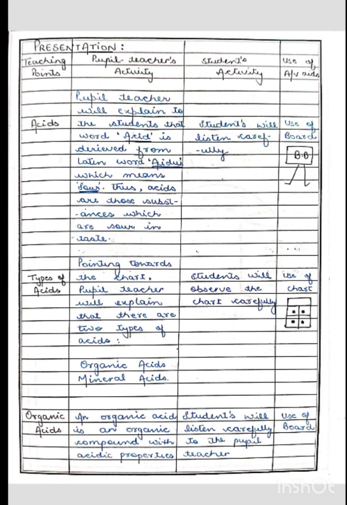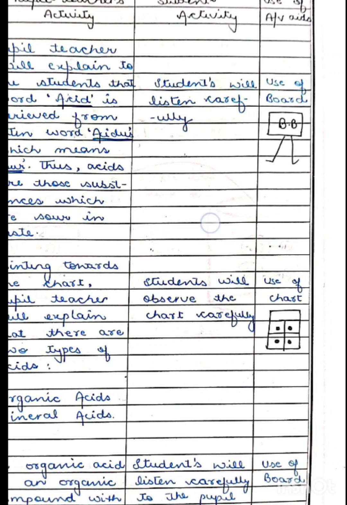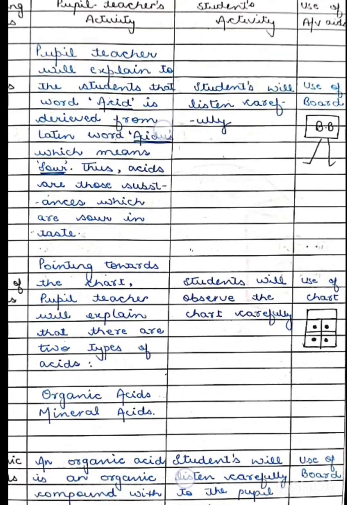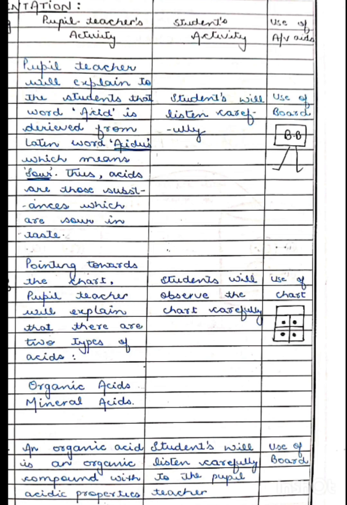The next one is the presentation part. In this presentation part, only three parts you have to run. No need to write the teaching points here. This is wrong. You have to write pupil teacher activity, student activity, and only the use of AV aids. So you have to write only these things. Yes. So this is right.